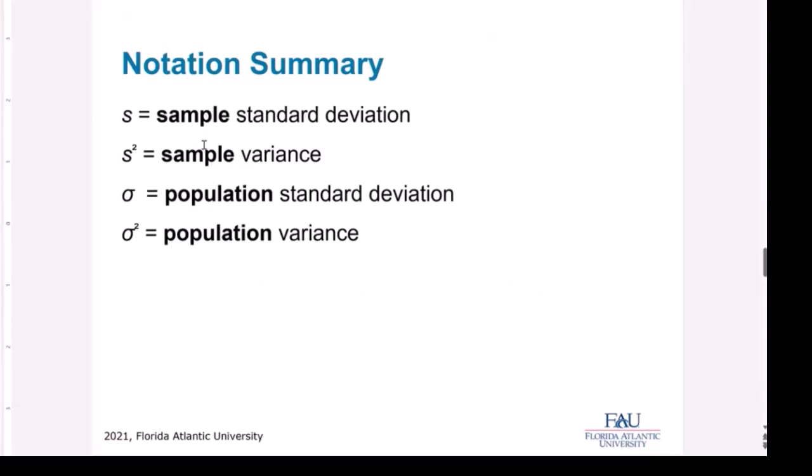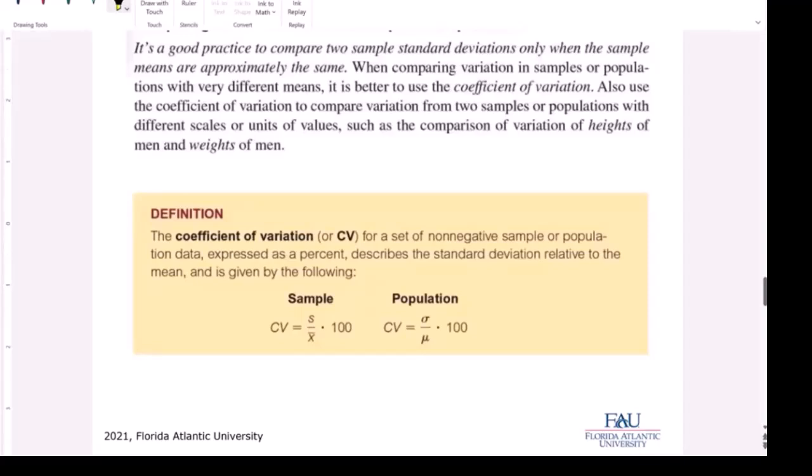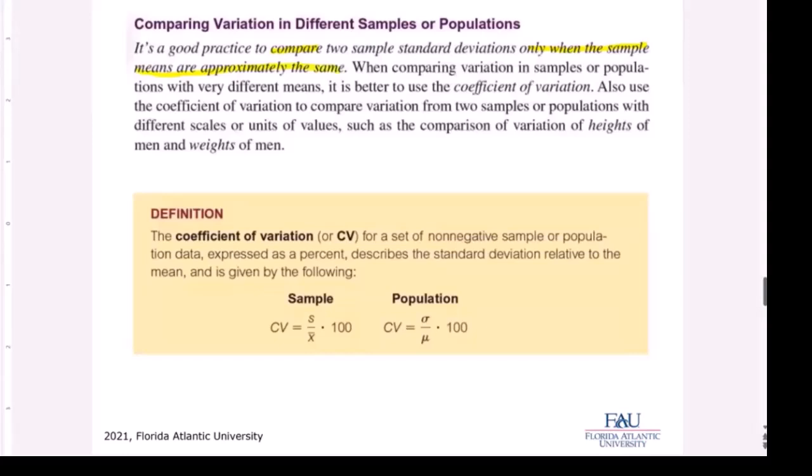And here's the notation. s for sample standard deviation, s squared for sample variance, sigma for population standard deviation, sigma squared for population variance. We're comparing variations in different samples or populations. It is a good practice to compare two sample standard deviations only when the sample means are approximately the same. Compare only when the sample means are approximately the same.